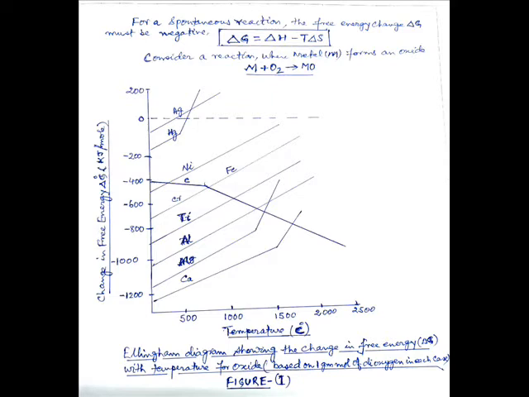For example, aluminum reduces ferric oxide, chromium oxide or cuprous oxide, but will not reduce magnesium oxide because it lies below aluminum. Magnesium lies below, while iron, chromium and copper lie above aluminum. So they can be reduced with aluminum, but magnesium cannot be, because magnesium lies below aluminum.